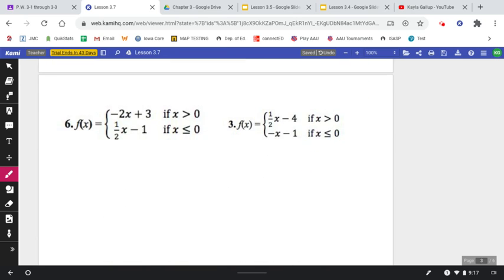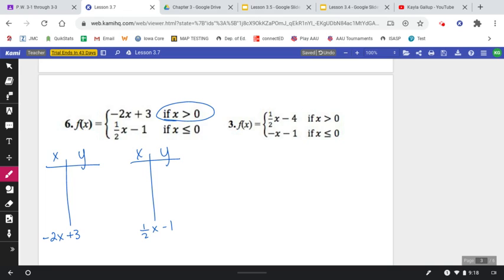So for number 6, we have two equations, so we're going to make two XY tables. For the first one, we're going to use the equation negative 2x plus 3. And the second one, we're going to use the equation 1/2 x minus 1. For this left table, we're going to do x's that are greater than or equal to 0. So I'm just going to use 0, 1, and 2. For this table, we're going to use x's that are less than or equal to 0. So 0, -1, and -2.